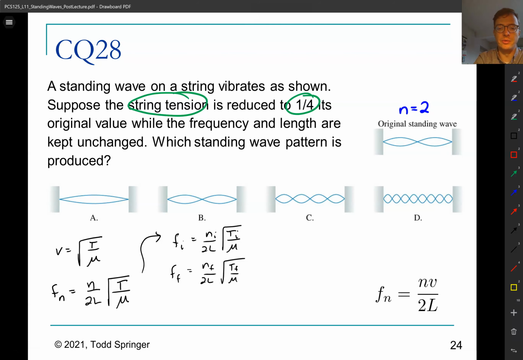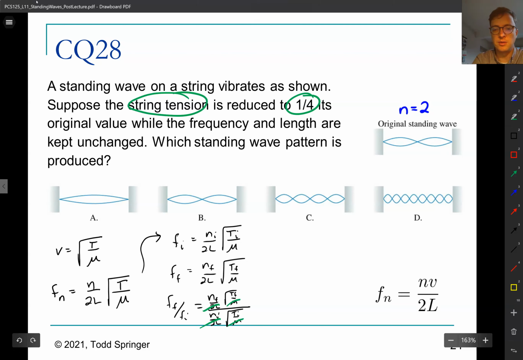Now let's take the ratio of those two. What is F final over F initial? I'm going to have n final over 2L, square root of T final over mu. And then on the denominator, I've got n initial over 2L, square root of T initial over mu. Everything cancels except for the n's, because the n's might be different. So the 2L's are going to cancel and the mu's are going to cancel. So what do I get here? F final over F initial is going to be equal to n final over n initial times the square root of T final over T initial.